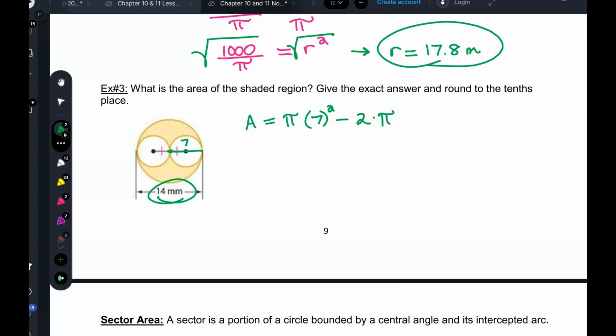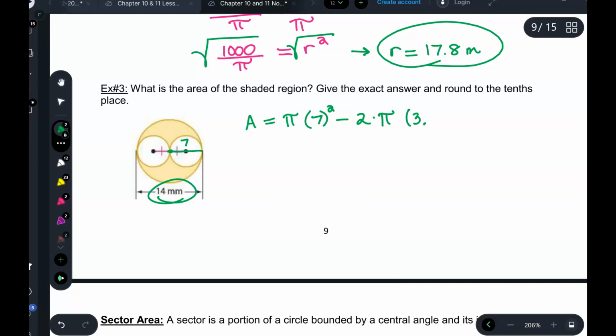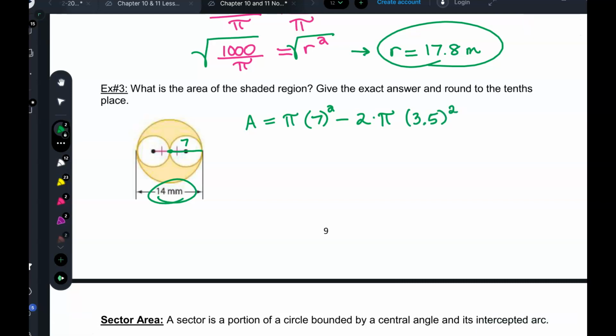Okay, so hold on. What's the radius of one of the smaller circles? If all the way across here is 7, this would be 3.5. So I want to do 2 times pi times 3.5 squared. How do you know it's 3.5? Because it's half of here. Why are we squaring it? Pi r squared. We have the big circle pi r squared, minus 2 of the smaller circles, will give me what I'm left over with, right?